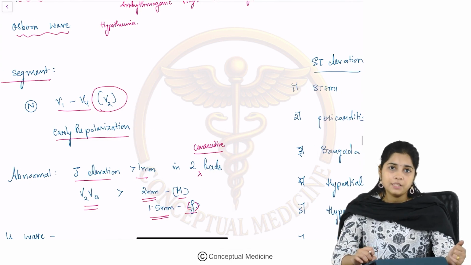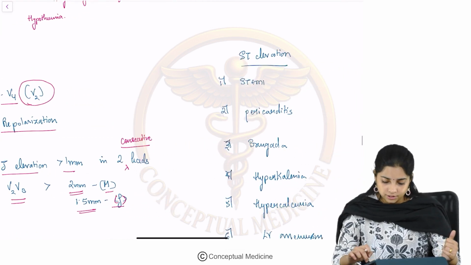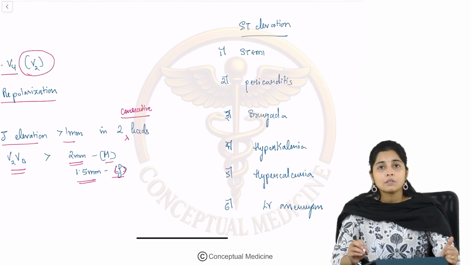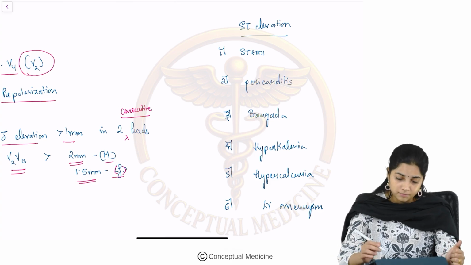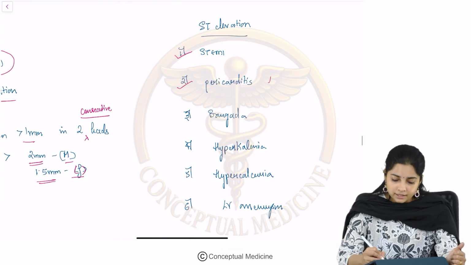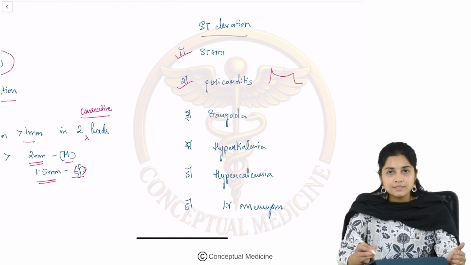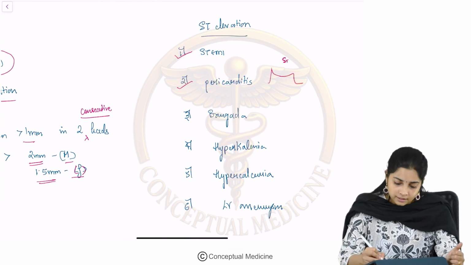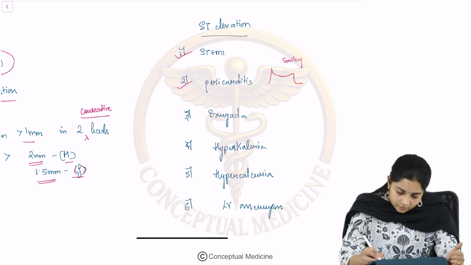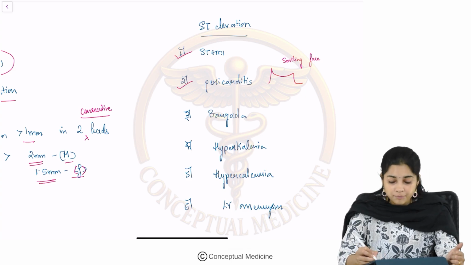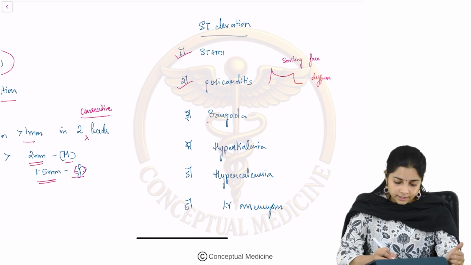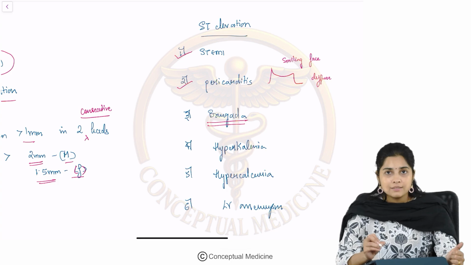So, every ST segment elevation is not a myocardial infarction. Let us understand what are all the causes for ST segment elevation. We have a STEMI, we have pericarditis. In pericarditis, what is the type of ST segment elevation you get? You get a smiling face pattern and it is diffuse. Then what is Brugada syndrome?